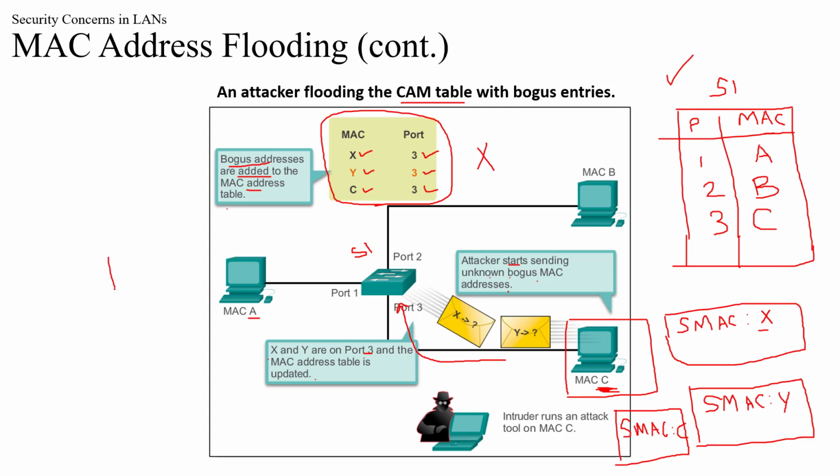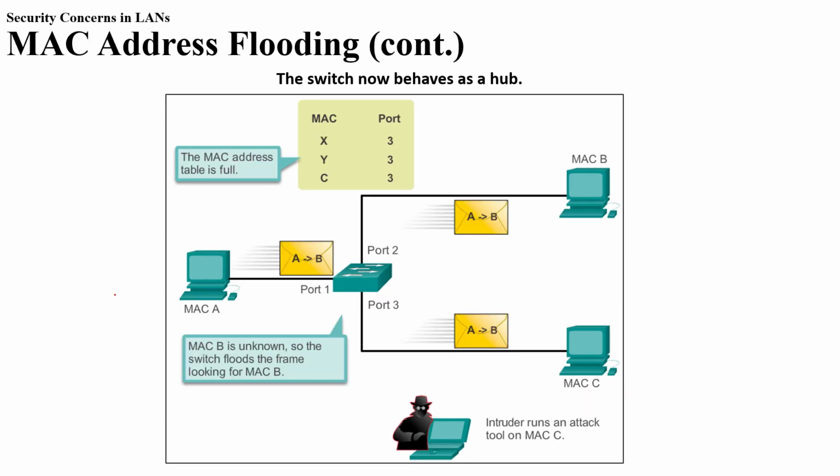Now, you go to the first machine. The first machine is going to send a frame. The first machine wants to communicate with B. A wants to communicate with B. So A is creating a packet. From A to B, I want to send a packet. Now what is happening? The packet comes to the switch.